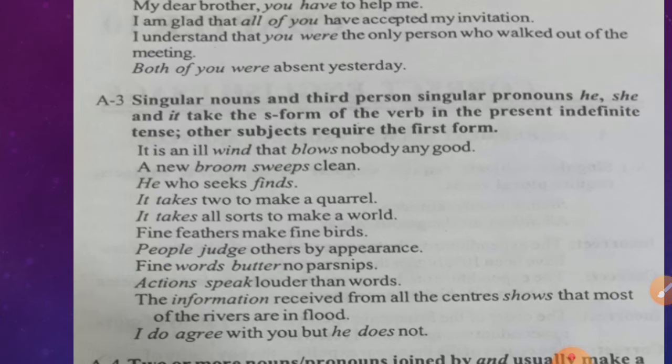If we make a negative or interrogative and if we use does, then this S will be omitted as it does not take S. It takes two to make a quarrel. It takes all sorts to make a world. Fine feathers make fine birds. Now you can see that feathers are in plural sense, so we need not put any S with make.